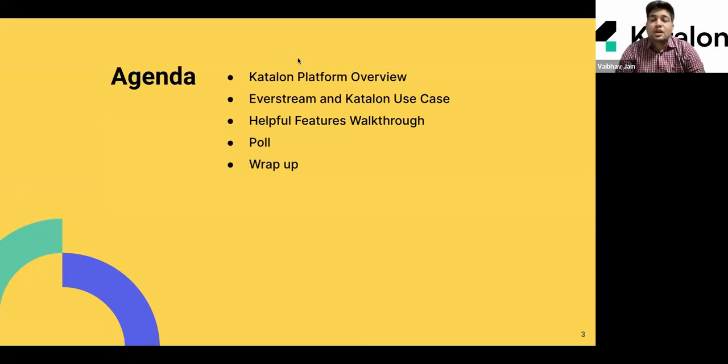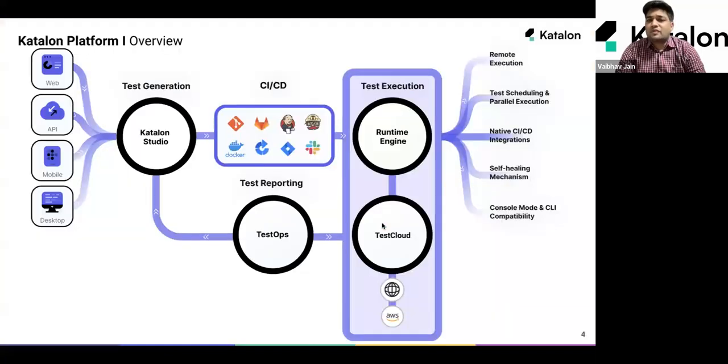So let's start with the Katalon platform overview. As I already mentioned, with the help of the Katalon platform, we can automate and manage all the QA activity, and we can do detailed analysis of the reports in one single platform, where we have different components used in the different phases of testing.